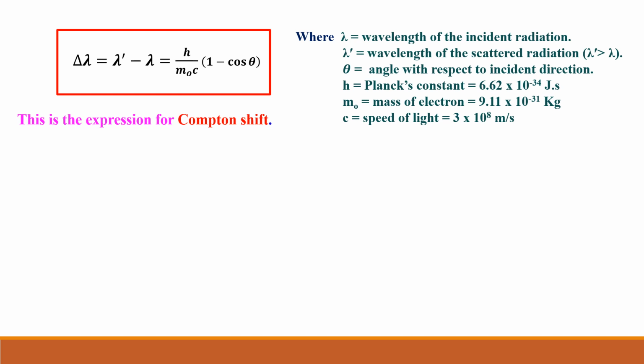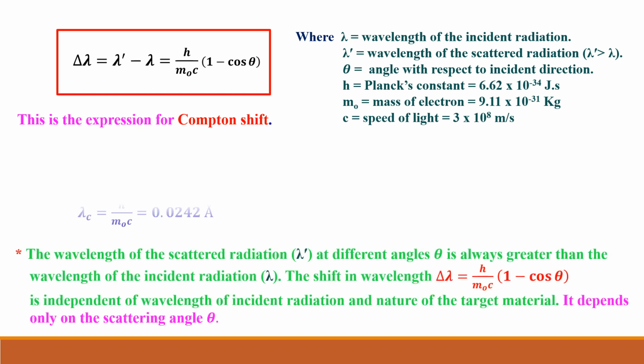So we derived the expression for shift in wavelength or Compton shift, that is Δλ is equal to λ' minus λ is equal to h over m₀c (1 minus cos θ), where λ is the wavelength of the incident radiation, λ' is the wavelength of the scattered radiation, θ is the angle with respect to the incident direction, h is Planck's constant, m₀ is mass of electron, and c is the speed of light.